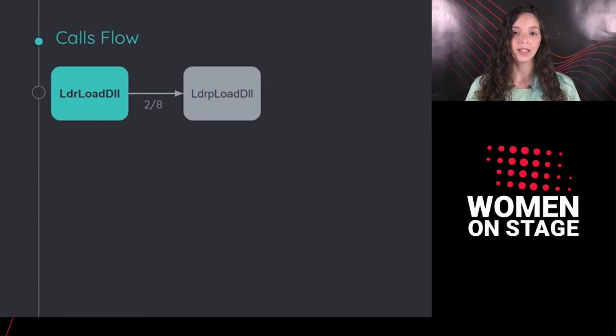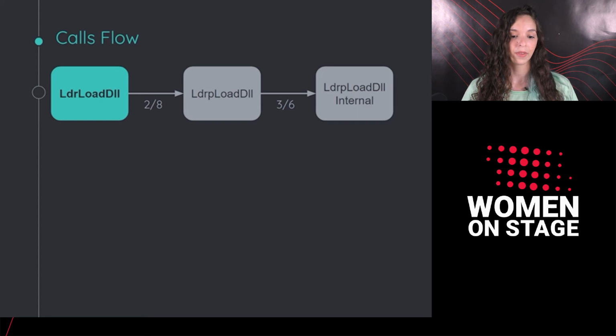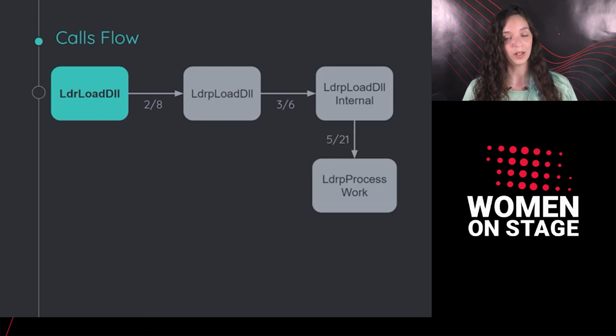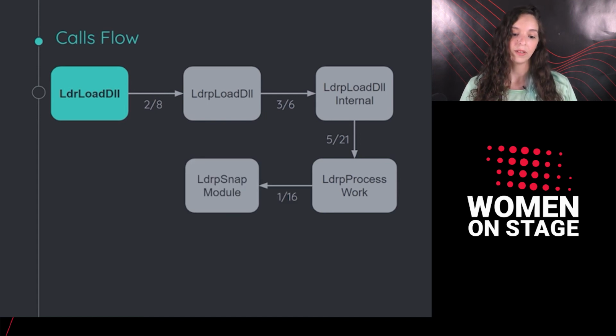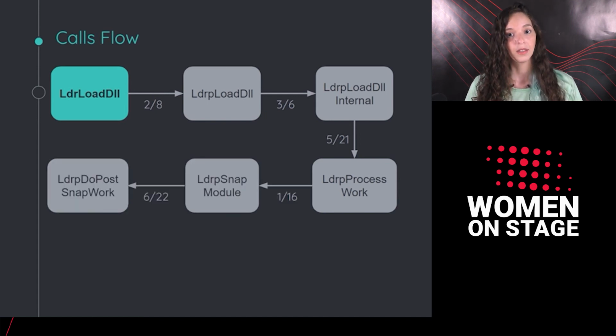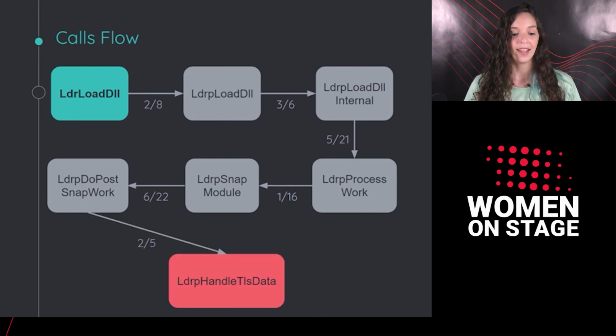If we step into the second call out of the 8 calls in this function, we'll get to the function LdrpLoadDll. Then, if we step to the third call, we'll get to this function. Then we'll step into the 5th call out of 21 function calls, which tells us that this function is probably bigger. Then we'll step into the first call, then to the 6th call, and eventually, like we previously saw, the second call from there will give us our target function.